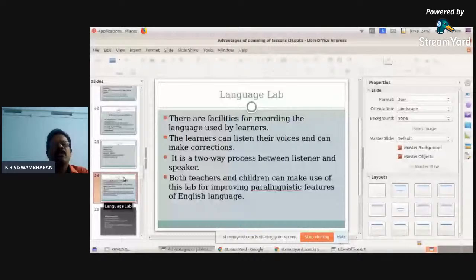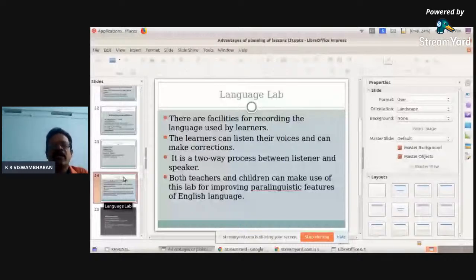And there are facilities for recording the language used by us. The learners can make corrections. It will improve them a lot. For us, it is a provision for self-assessment. They can listen to their voices and make corrections. They can improve their pronunciation, etc. It is a two-way process between the listener and speaker. They can speak, they can record, they can listen to their own voice, and they can make corrections.